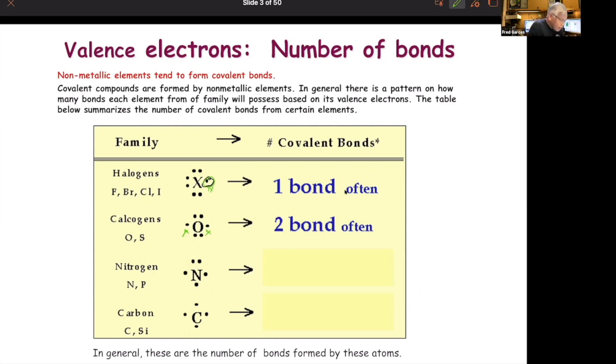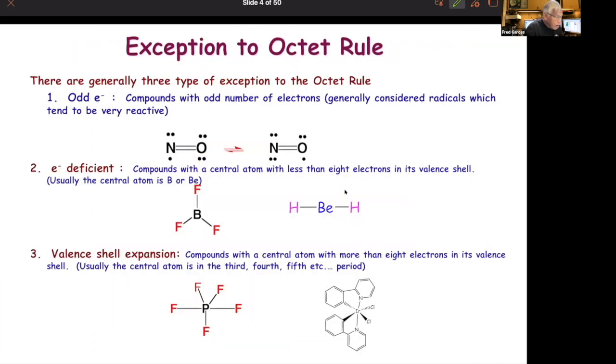Nitrogen with its 3 unpaired electrons forms 3 bonds, and carbon with its 4 unpaired electrons forms 4 bonds. 99% of carbon compounds have 4 bonds. There are a couple of exceptions. Carbon monoxide, for example, is satisfied with 3 bonds. Carbon disulfide is satisfied with 3 bonds. But for all other carbon-containing compounds, the carbon prefers 4 bonds. Okay, so here are the examples of the exceptions.